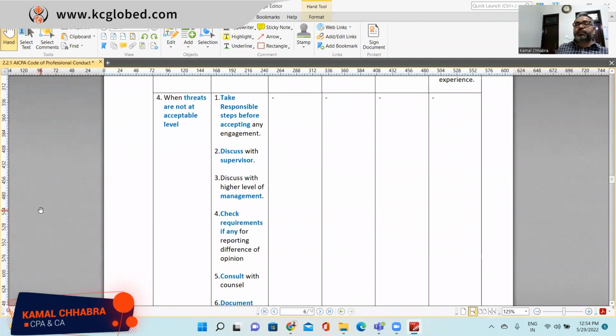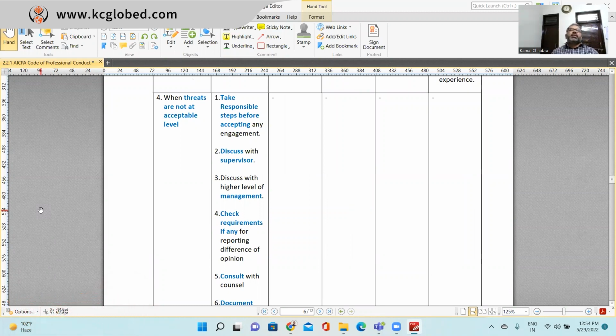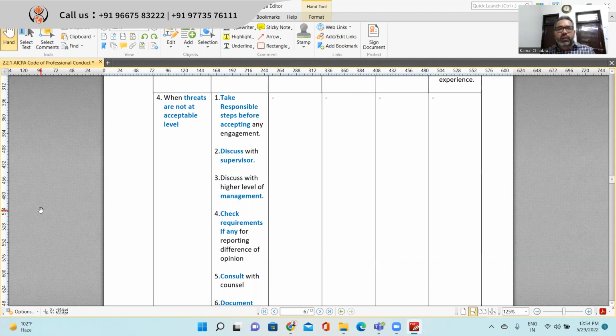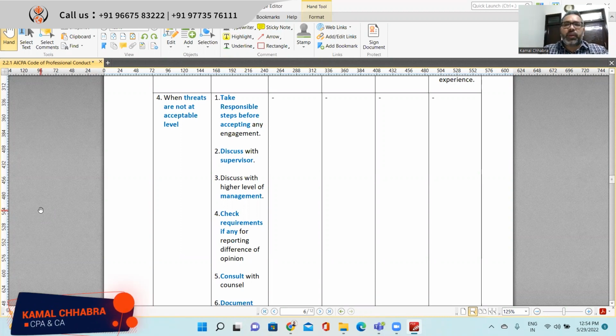an acceptable level. So in the respective rules, there are certain points which say when a threat is not considered to be at an acceptable level. If a threat is not at an acceptable level, then you should not be performing that engagement. It is better for you to quit or withdraw from that engagement. As a CPA, we should know when a threat is higher than the acceptable level, right?